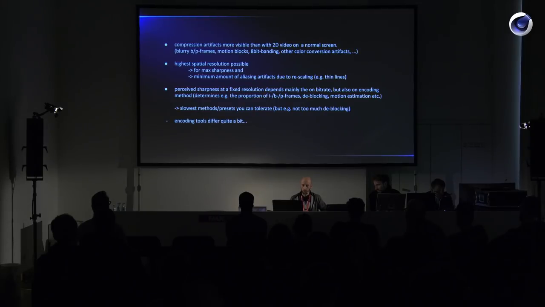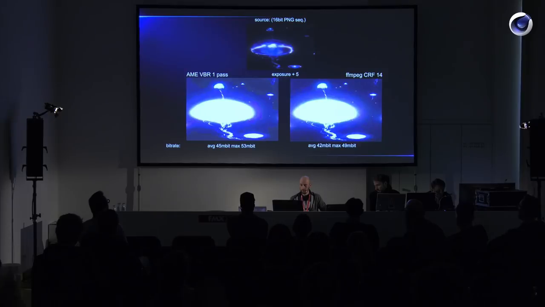Also, the available encoding tools differ quite a bit in their usage and in the results they can produce. For example, here is one image source, cropped. It has the same kind of noise level and approximately the same bitrate. If I use the Adobe Media Encoder with the one-pass variable bitrate method, you can see noticeable banding artifacts. With FFmpeg, at the same bitrate but a different method, which is not available in the Adobe Media Encoder, you can produce much nicer results. You might say that at exposure plus 5 you will never see that, but if it's right in front of your face, you will see it.